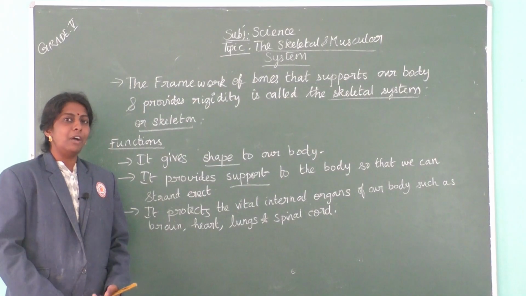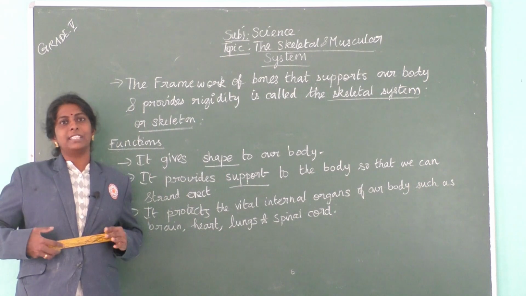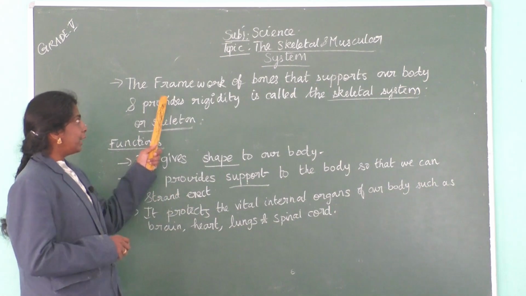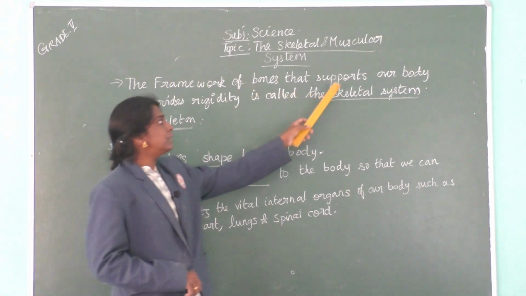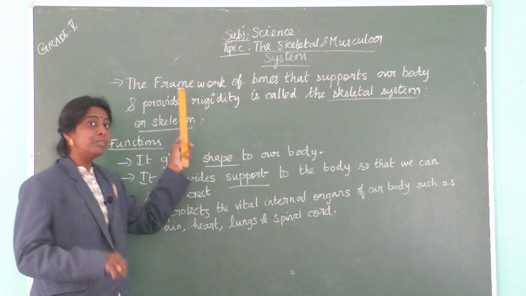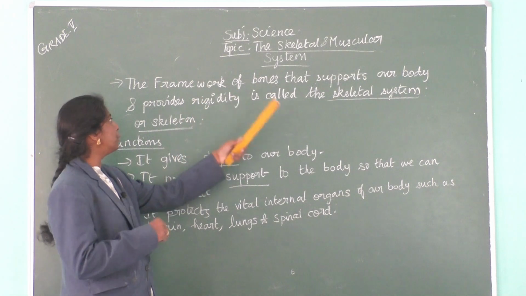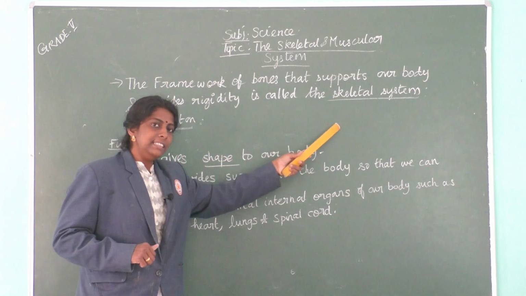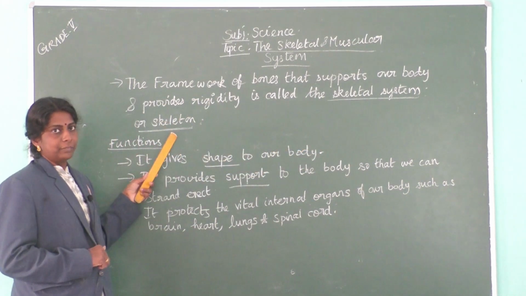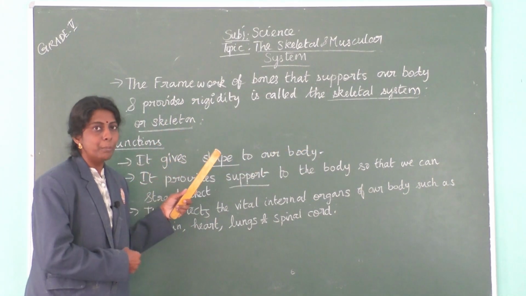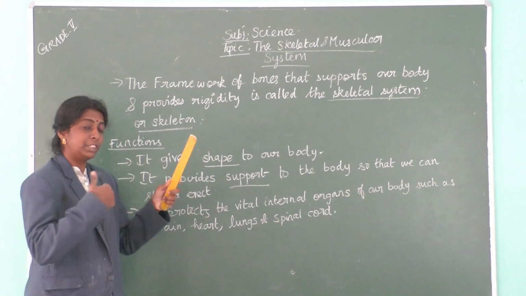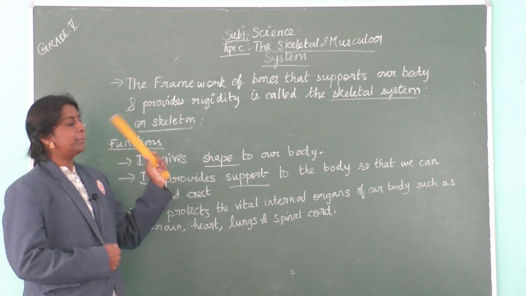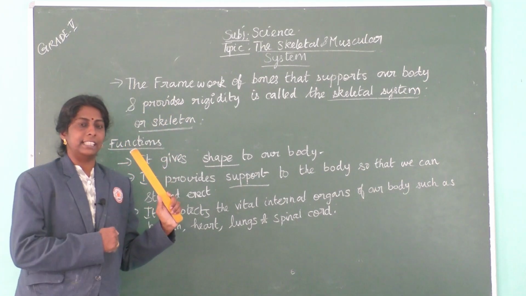Yes children, now about the skeletal system. What is the proper definition for the skeletal system or skeleton? The framework of bones that supports our body and provides rigidity is called the skeletal system or skeleton. It's nothing but a framework of bones which gives solid, rigid support.